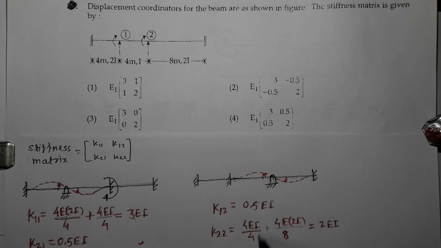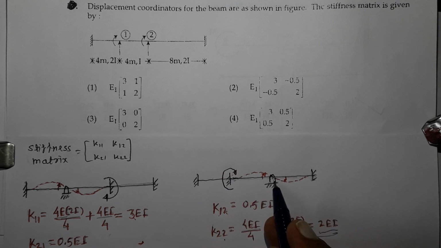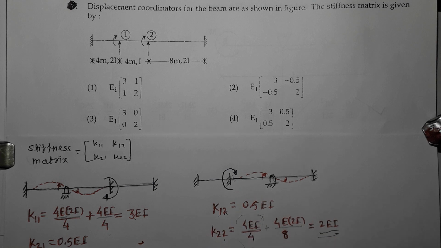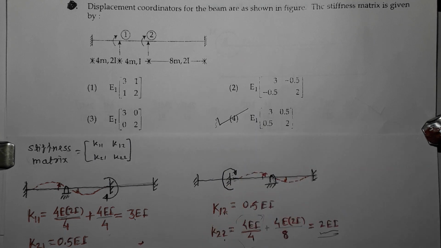So it is 4EI divided by 4 plus 4E into 2I divided by 8, it is 2EI. So 2EI is the value of K22, whereas K12 is the force or moment produced at coordinate number 1, means this moment, when a unit displacement is given at 2, and it will be exactly half of this value, which is EI divided by 2, because half the moment gets carried over, and this is how the stiffness matrix can be produced. EI can be brought outside, and the correct option is option number 4.